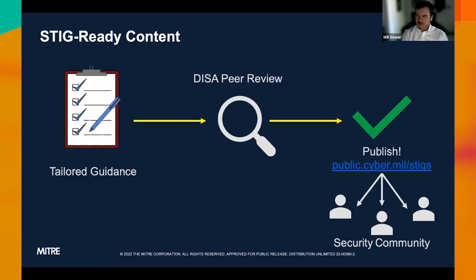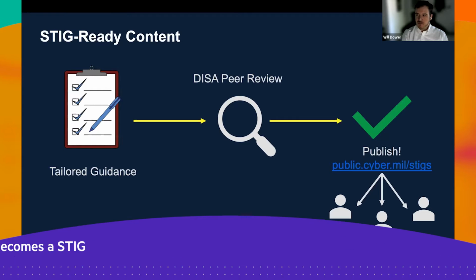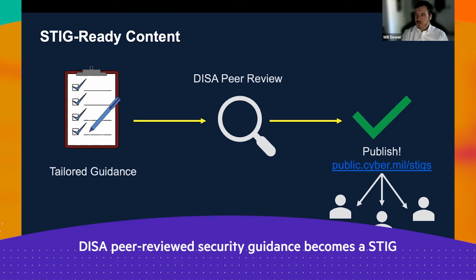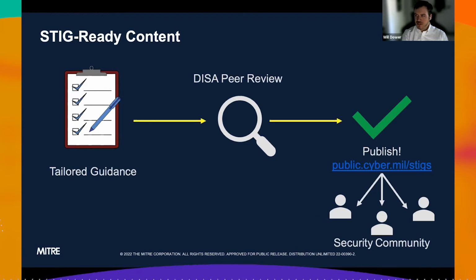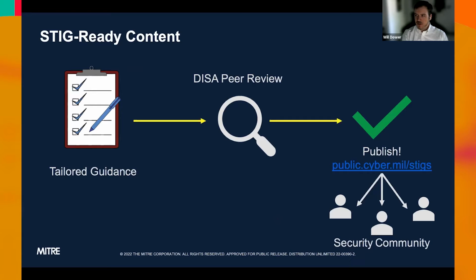The output of this tailoring process is what we call STIG-ready content, security guidance that needs peer review by DISA in order to become the officially published standard for securing this system. DISA is the ultimate arbiter of what becomes a STIG, but they have to rely on the vendor community to build out this guidance in the first place, since they're the experts. Now, you can start using your automated STIG-ready content to support your pipeline while you're waiting for peer review.